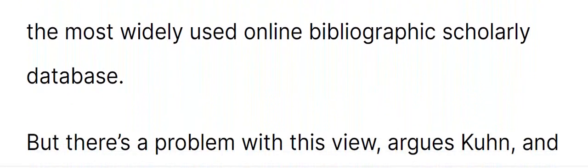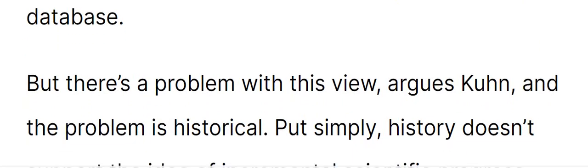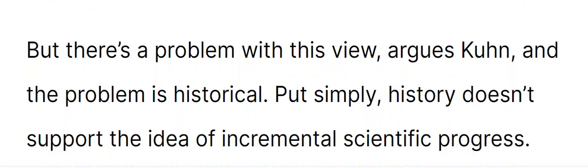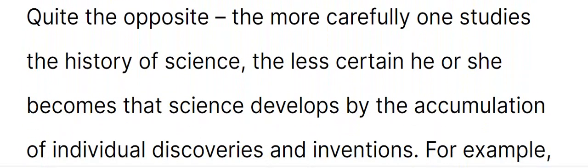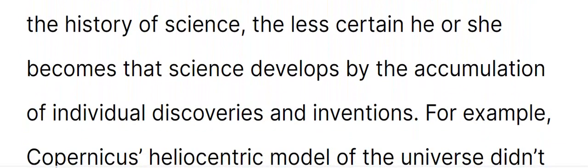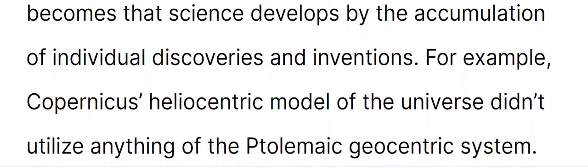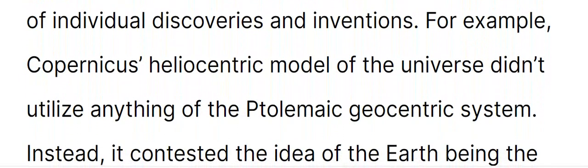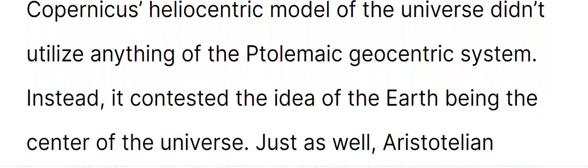But there's a problem with this view, argues Kuhn, and the problem is historical. Put simply, history doesn't support the idea of incremental scientific progress. Quite the opposite. The more carefully one studies the history of science, the less certain he or she becomes that science develops by the accumulation of individual discoveries and inventions. For example, Copernicus's heliocentric model of the universe didn't utilize anything of the Ptolemaic geocentric system. Instead, it contested the idea of the Earth being the center of the universe.